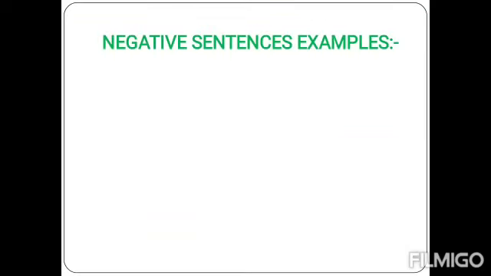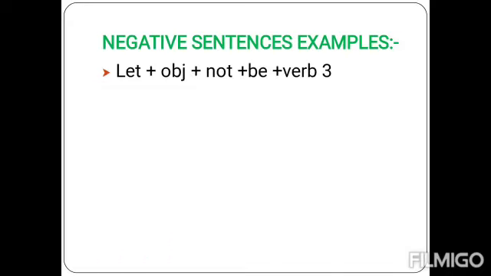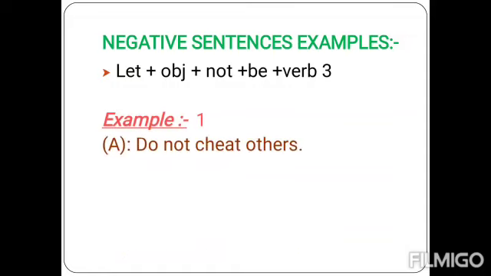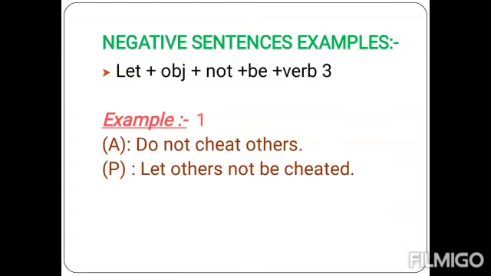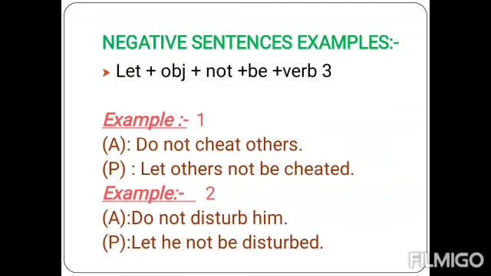Now negative sentences with let, right? If negative sentences are to be solved with let, then the rule says let plus object plus not plus be plus third form of verb. First example, do not cheat others. So we will start with let. Others is the object. Let others not be cheated. Cheated is the third form of verb. Second example, do not disturb him. Let him not be disturbed.